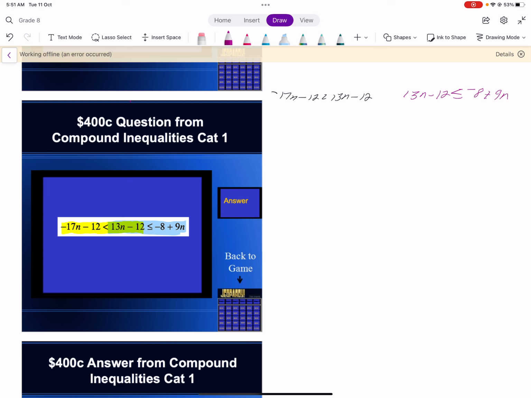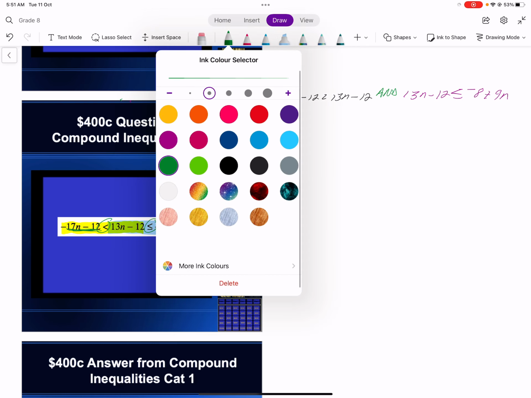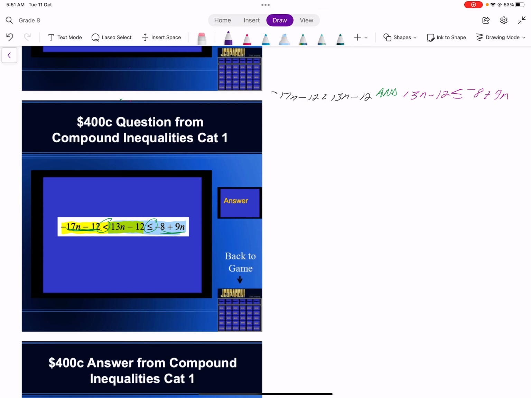And we know that this is going to be an and statement because of the way it's written. It needs to be greater than negative 17n minus 12. At the same time, it's less than or equal to negative 8 plus 9n. So it is an and statement. And remember, for an or statement, it must say or. So if we don't see the word or, we know it's going to be and. So now we're going to go ahead and solve this.